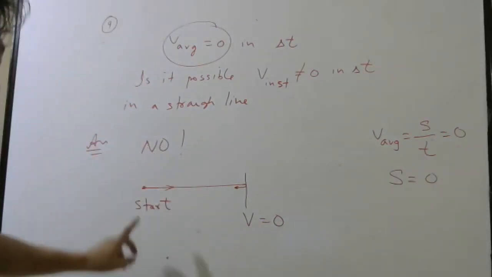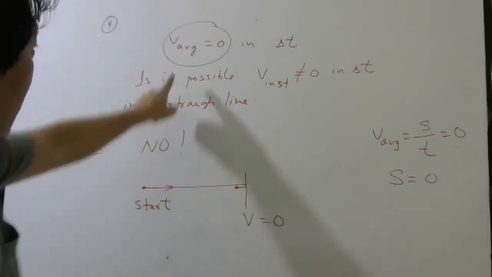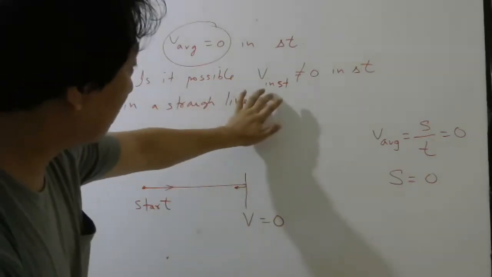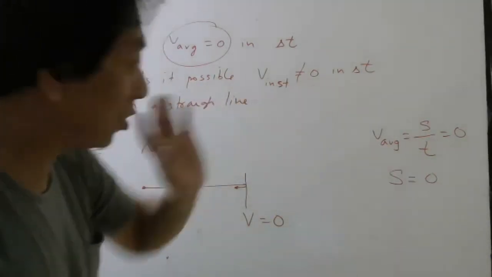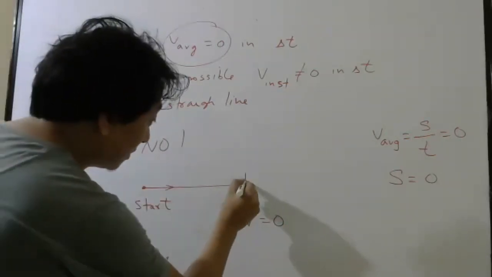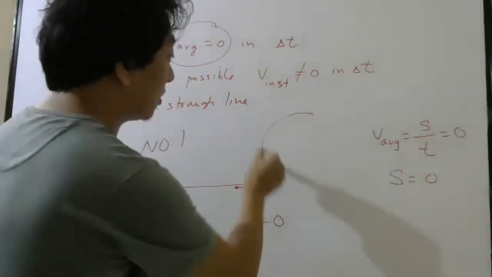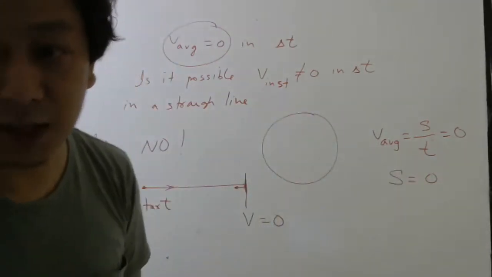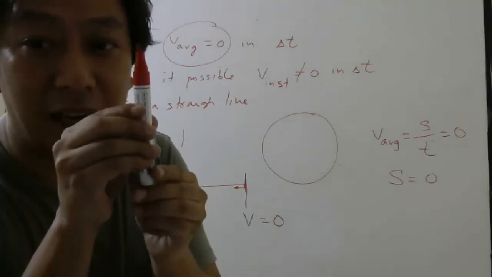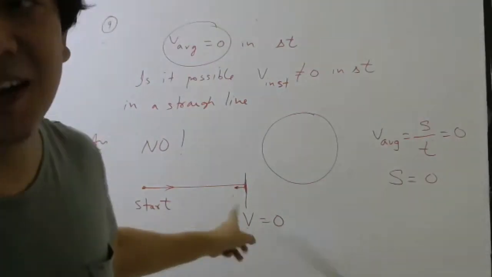So please remember, if average velocity is 0 in a time interval, is it possible for instantaneous velocity not to be 0? Not possible. Instantaneous velocity has to be 0 wherever is the turning point. In circular motion, there was no turning point. I mean, turning point means it goes like this, and then in the same line, it comes back, but that is required here.